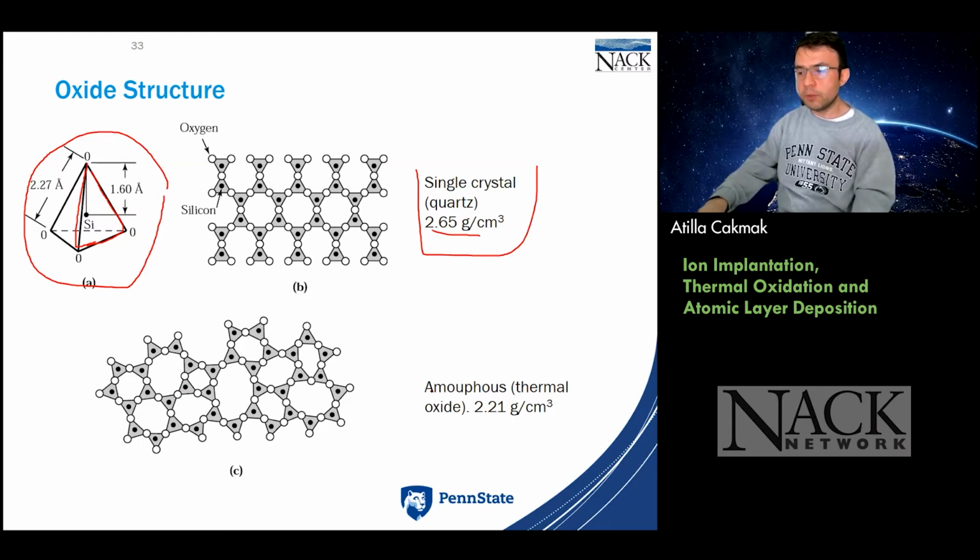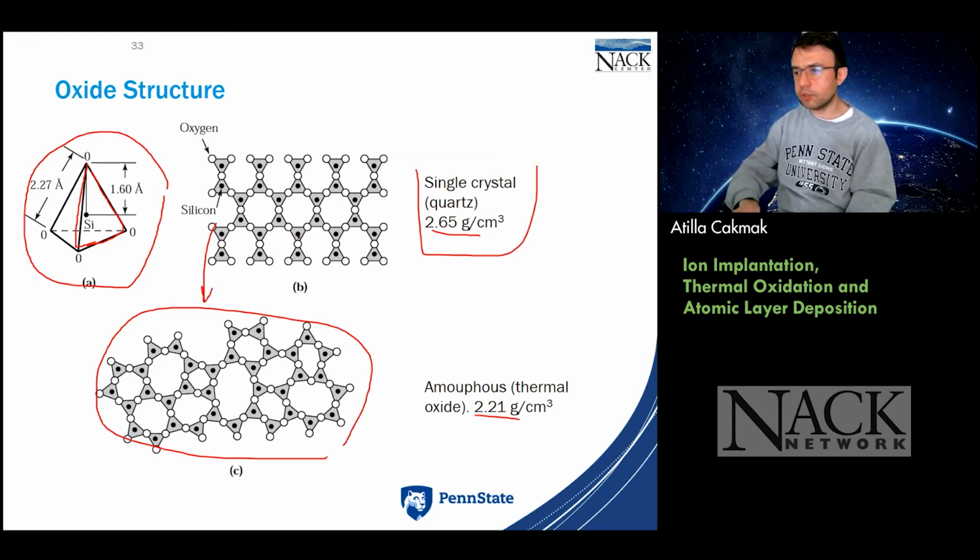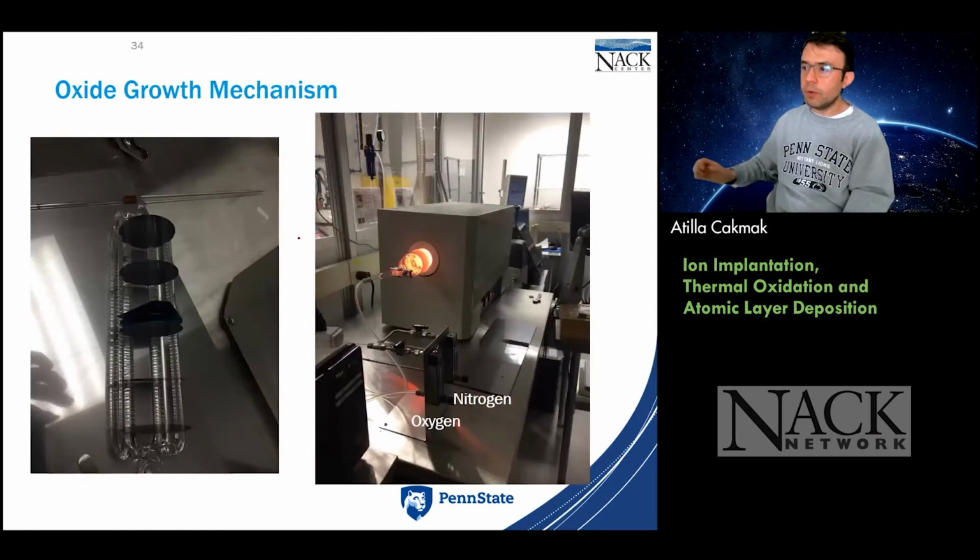density here. But normally, the amorphous form of silicon dioxide, that's what we're going to look into today as well, will have this density, and it will have this kind of a crystal, which is not a nice periodic structure, right? That's why we call it the amorphous material. How do we grow these materials, and what is the mechanism?